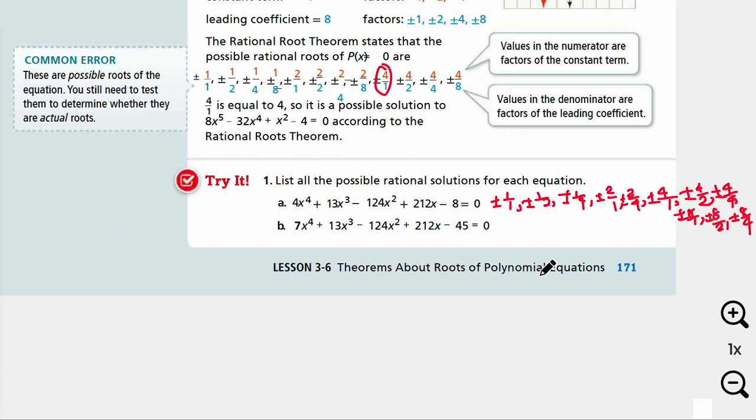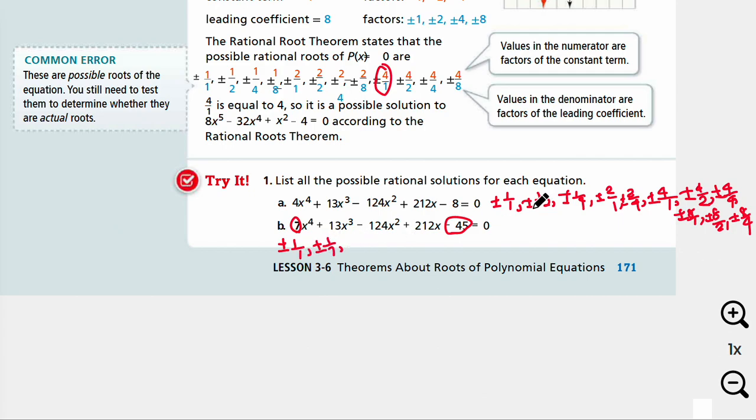What about part B? You're looking at the constant term, -45, and 7. So the factors of -45 go on top and the factors of 7 go on the bottom. So we have more possible solutions than A. Starting with 1, we have plus or minus 1 over 1, plus or minus 1 over 7.